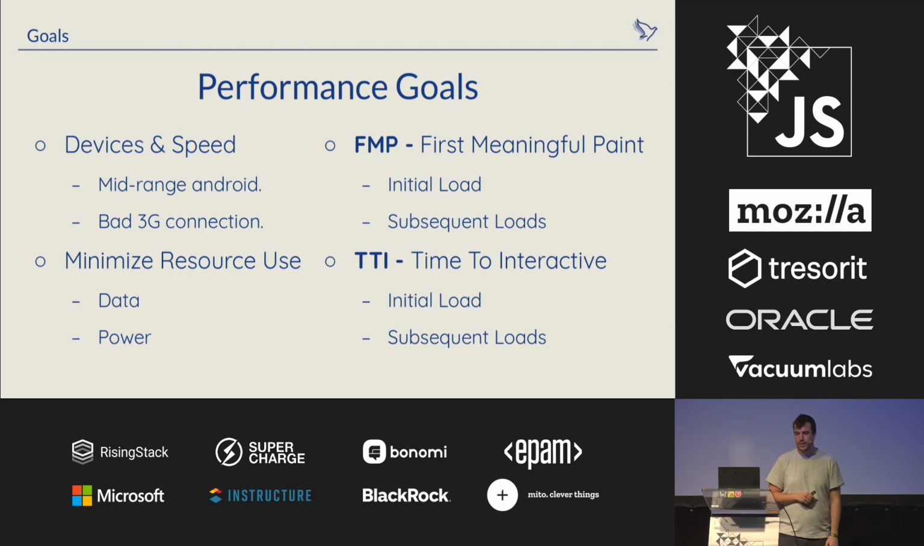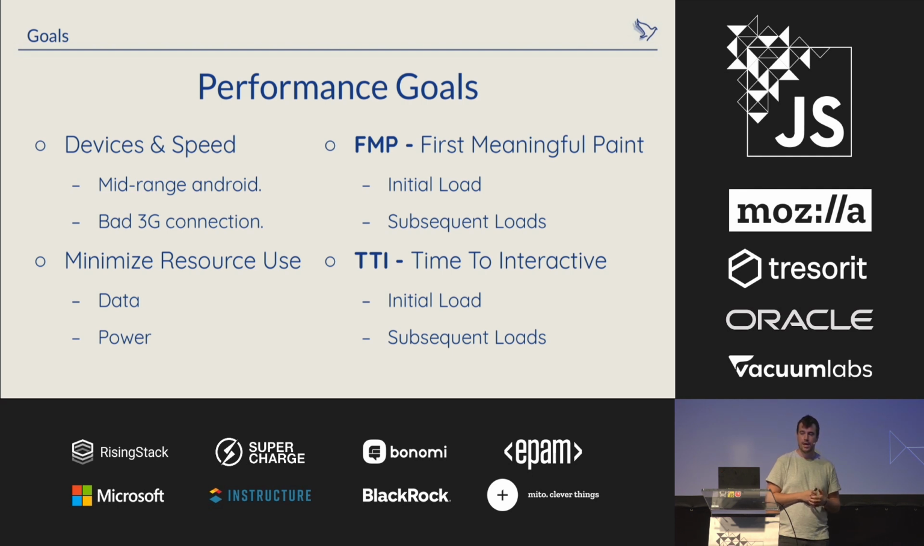So in our case, we're looking at a mid-range Android device on, we're going to say, a bad 3G connection. 400 kilobytes a second bandwidth and 400 milliseconds latency. We want to minimize data and power usage. And we're going to focus for speed on 2 key indicators. There's time to first paint and time to interactive.